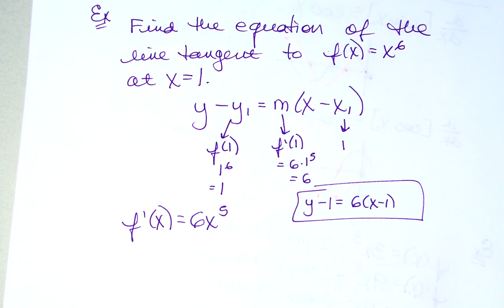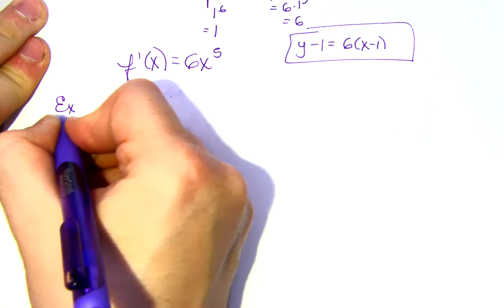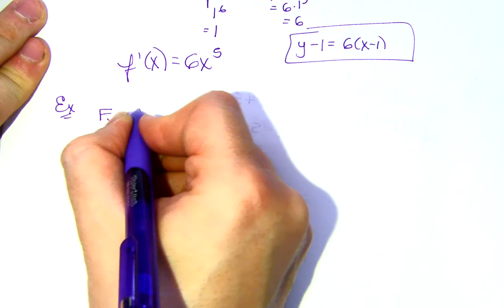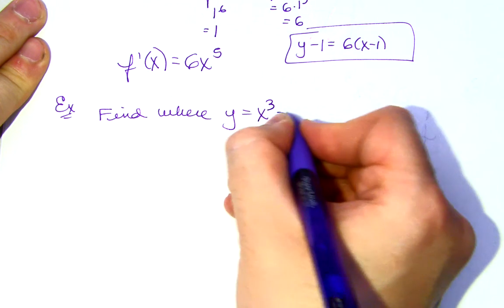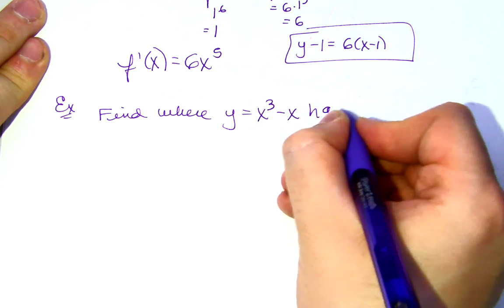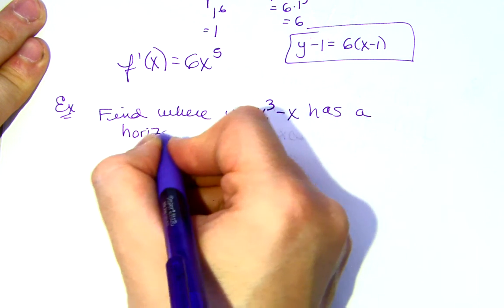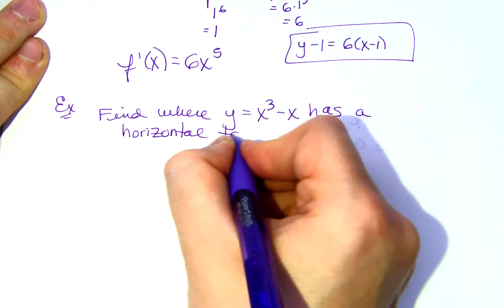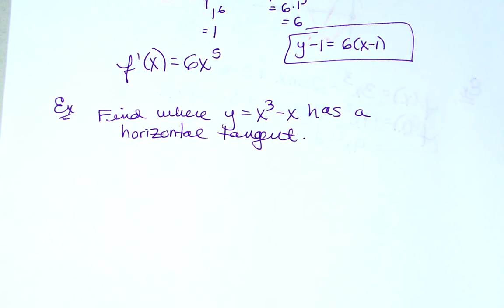One last piece, and I think we're going to save the proof of the power rule for next time just because I don't want to rush things, and I do want to show you one last example of this. Okay. Find where y equals x cubed minus x has a horizontal tangent. Find where that thing has a horizontal tangent.